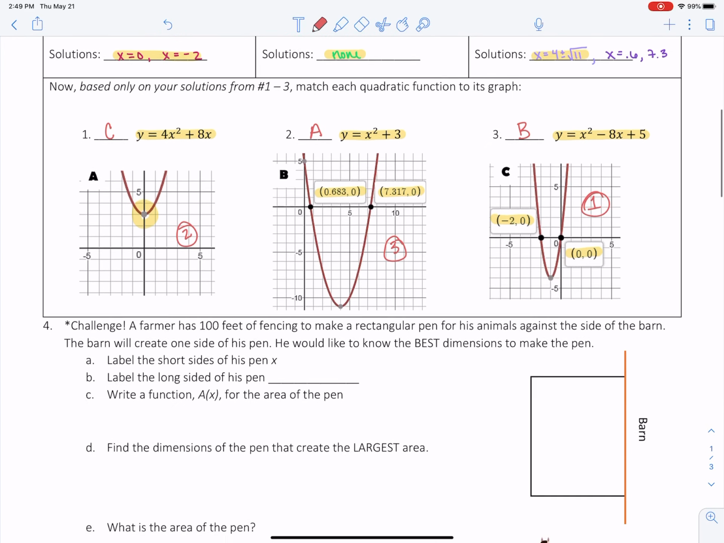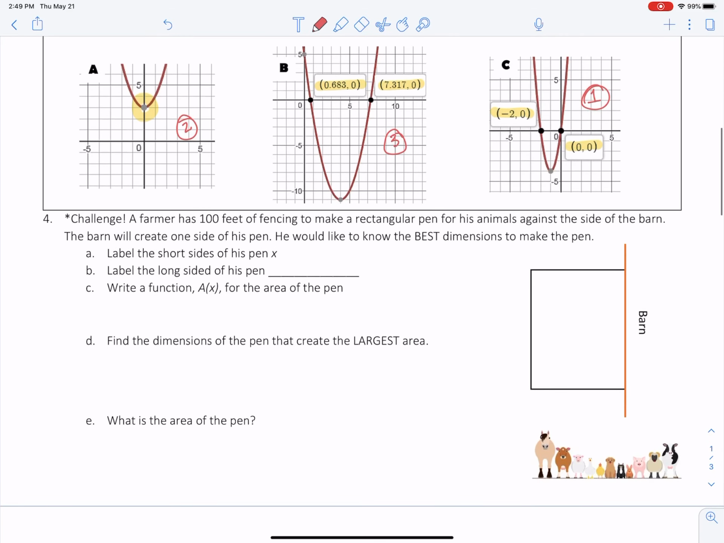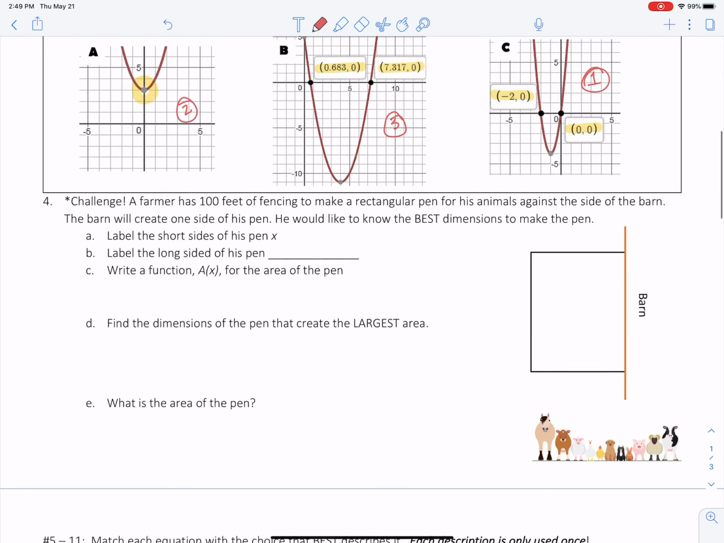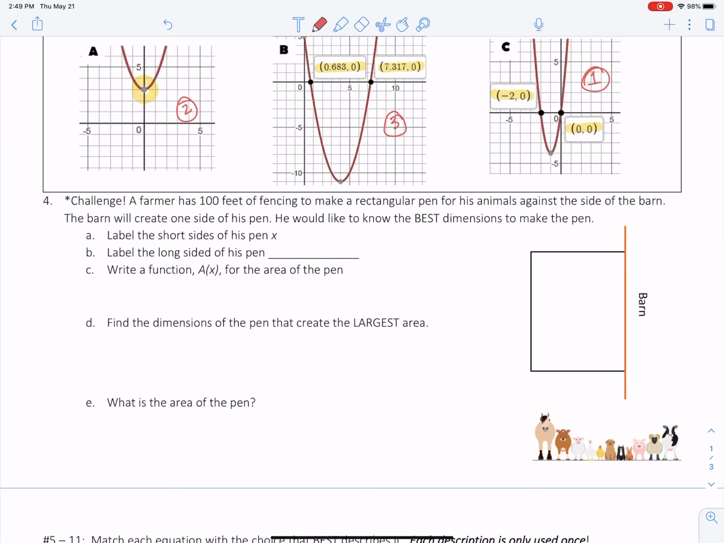Okay, so we're going to go ahead and look a little bit at our word problem here on 4. And it is a challenge, so if you had some problems with it, that's okay. But we're going to work through this guy together. So I'm going to read it for you. A farmer has 100 feet of fencing to make a rectangular pen for his animals, and it's against the side of a barn. The barn will create one side of his pen, and he would like to know the best dimensions to make the pen.